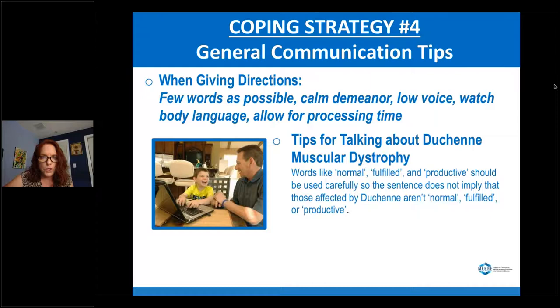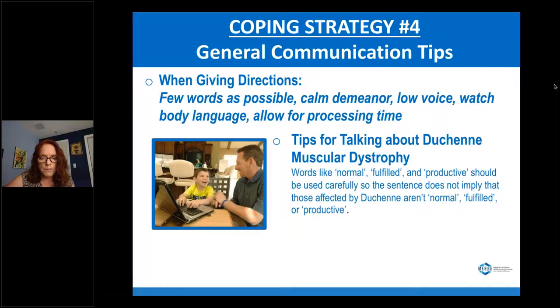All right, and then specific to the Duchenne community, here are tips for talking about Duchenne muscular dystrophy. Words like normal, fulfilled, and productive should be used carefully in a sentence. It does not imply that those affected with Duchenne aren't normal or fulfilled or productive. So we want to be mindful of that.